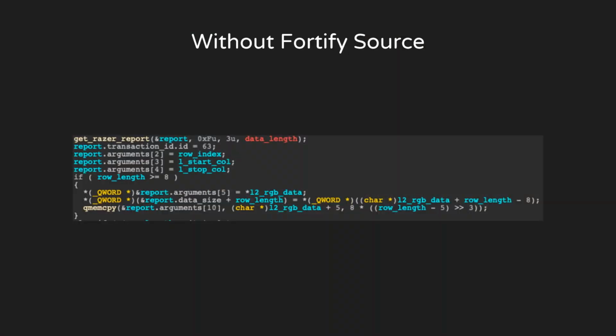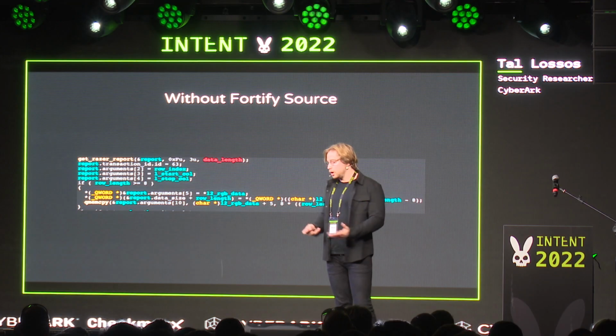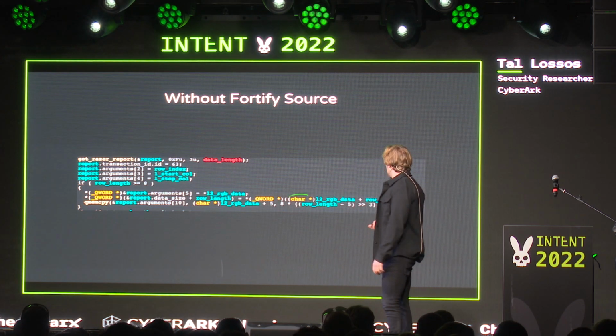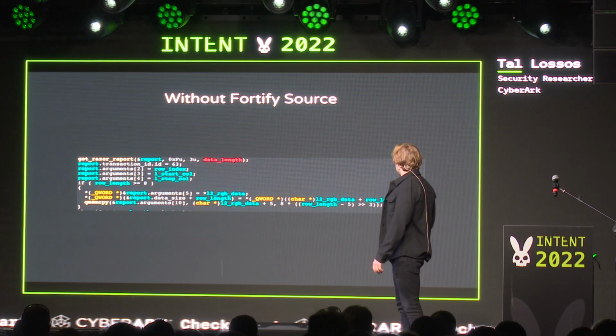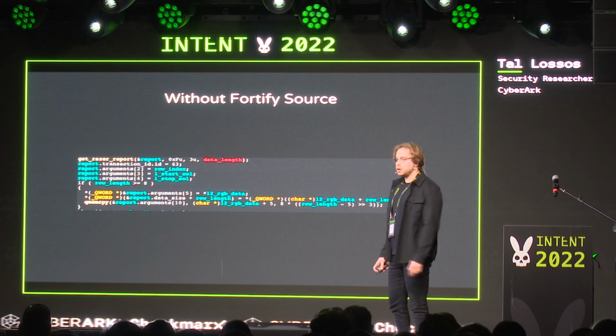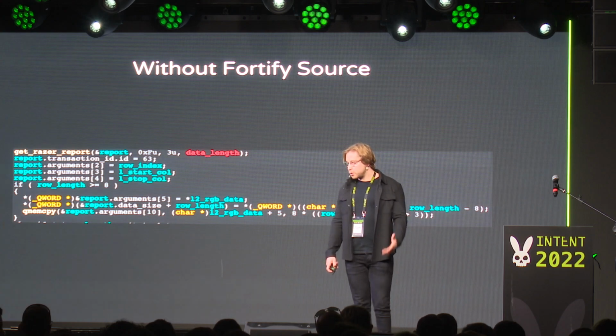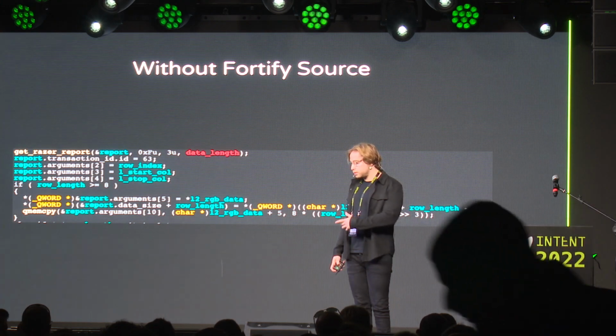All right, so this is the disassembled code of the vulnerable memcopy operation. I'm showing you the disassembled code because, again, the Fortify source mitigation is being inserted in compilation time. So this is our vulnerable memcopy operation with the row length being used as the size for the memcopy operation. And as you can easily tell, there's no validation on the memcopy operation on the row length specifically.